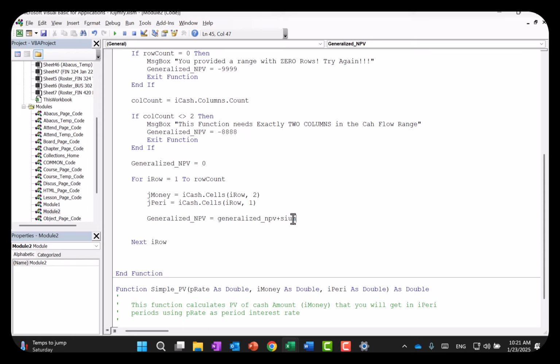Now I'm going to use that function that I created, simple PV. It already gives you the input structure. The first argument is the period rate, which we call P rate. The second argument is the cash amount, which we call J money. And the third argument is how long, which we call J pairing. They're done.